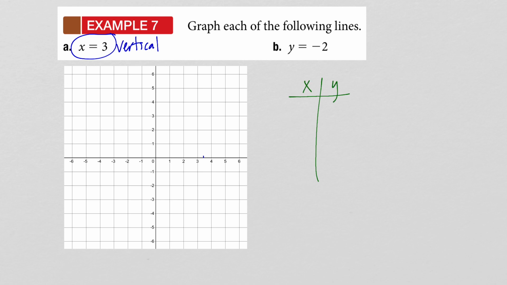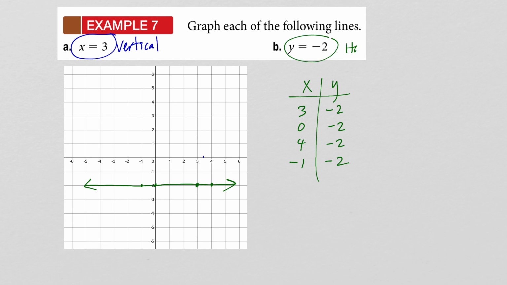And what we know now is y is always going to be -2, and you can pick any number you want for x. So if I graph these points, (3, -2) is right here, (0, -2), (4, -2), (-1, -2), you can see that we are getting a horizontal line. And so, in general, anytime you have x is equal to a number, it's going to be a vertical line. Anytime you have y equals a number, it will be a horizontal line.